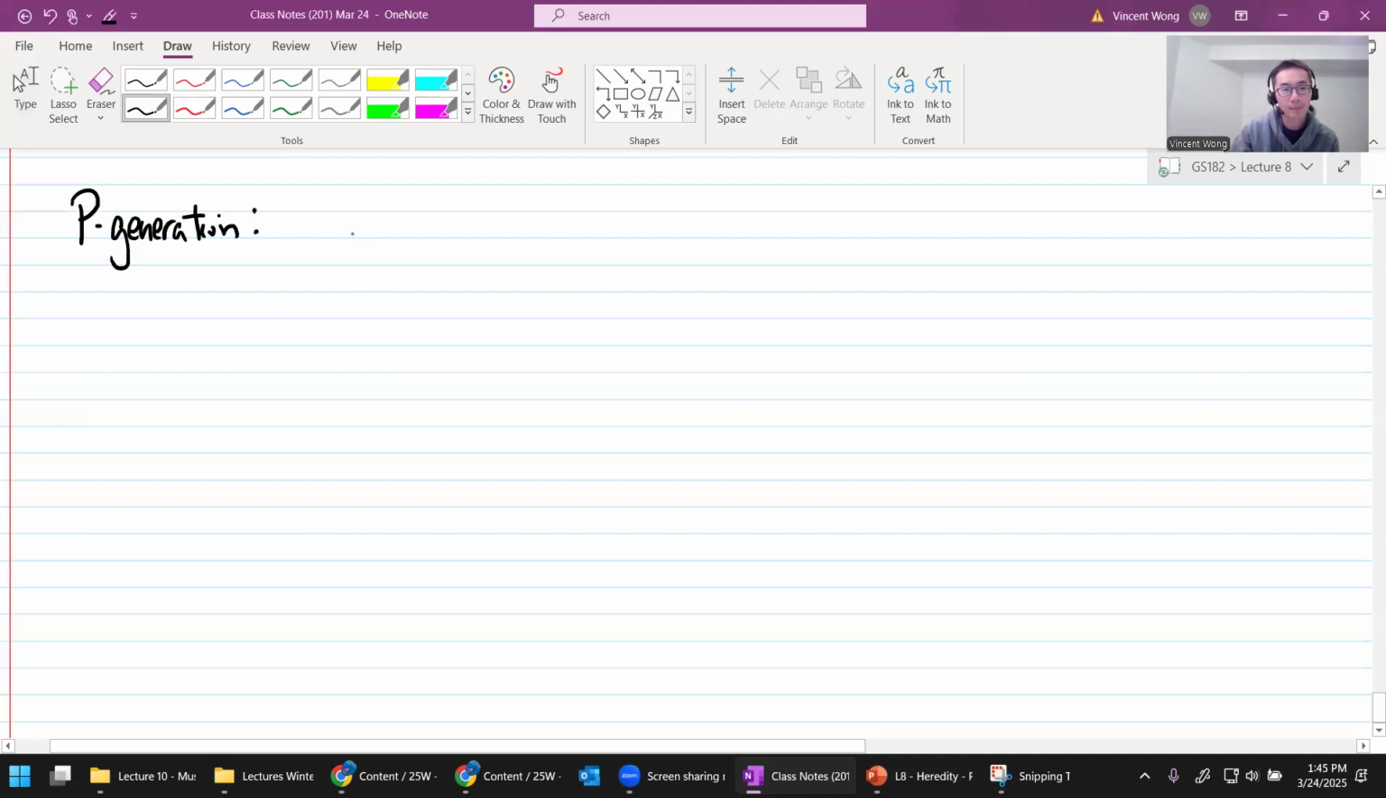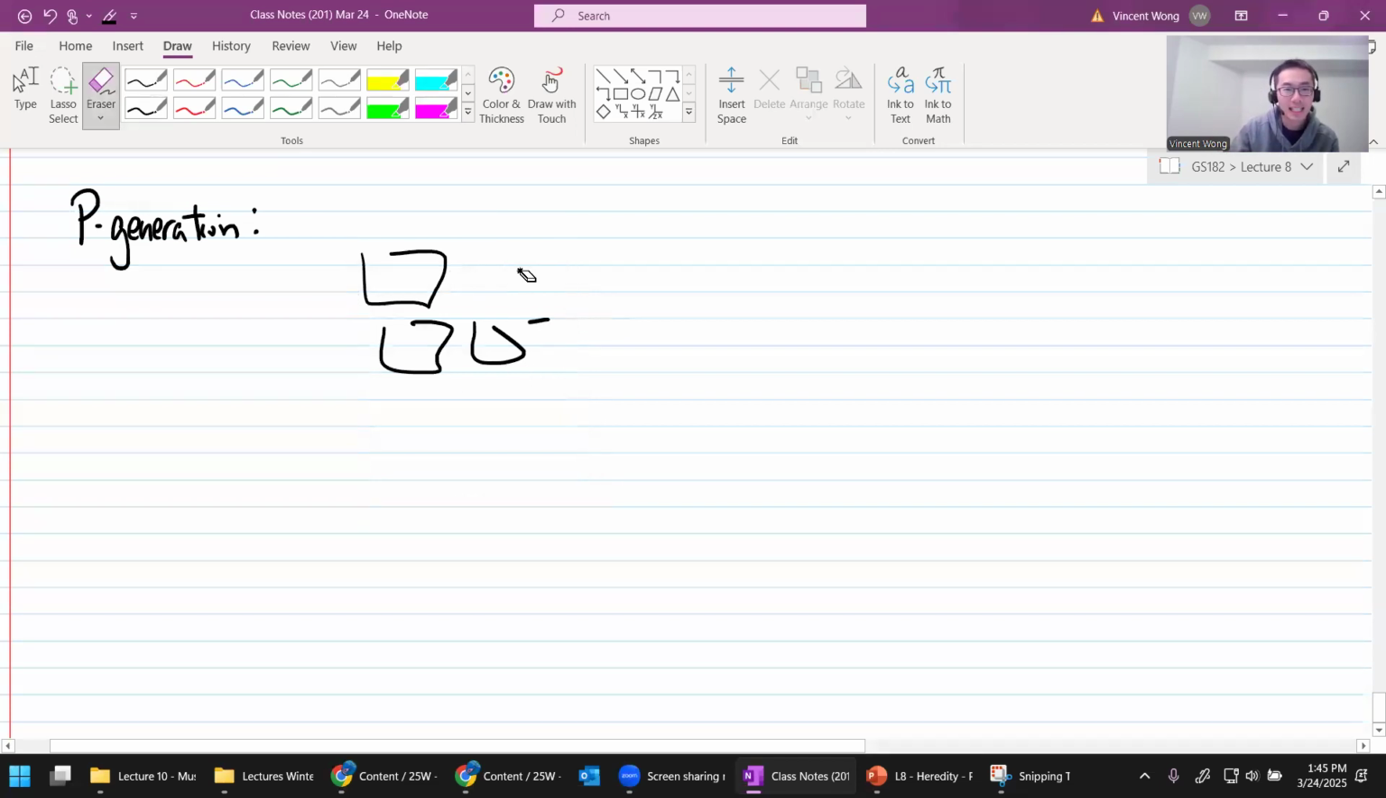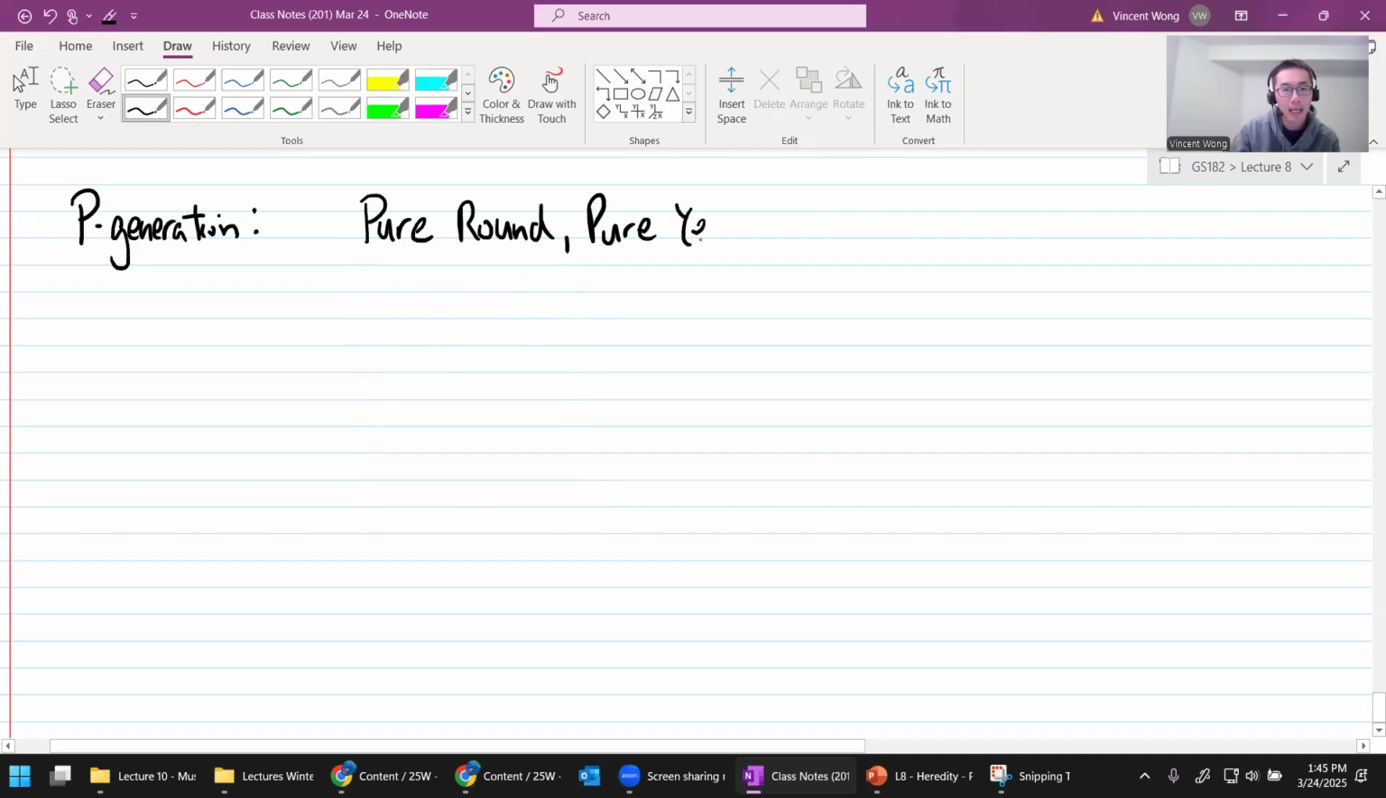Some of you print out the notes and try to cram it all on the side. This is not one of those things. You need a lot of space. P generation: he had pure round and pure yellow. Again, how did he know the plant is pure round and pure yellow? He looked at several generations and it's always round and always yellow. So it was a safe assumption that it was pure round and pure yellow.